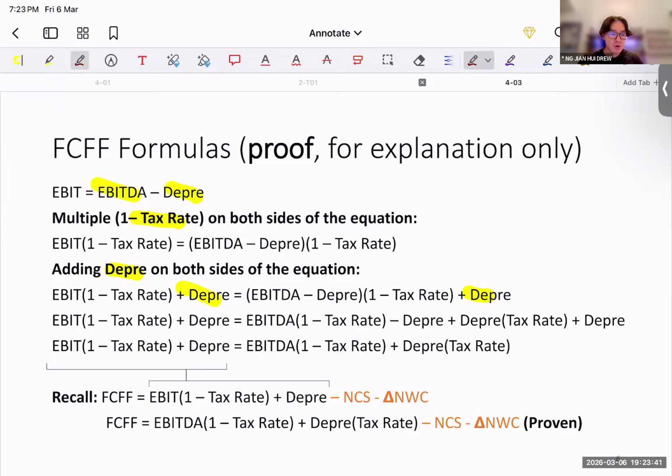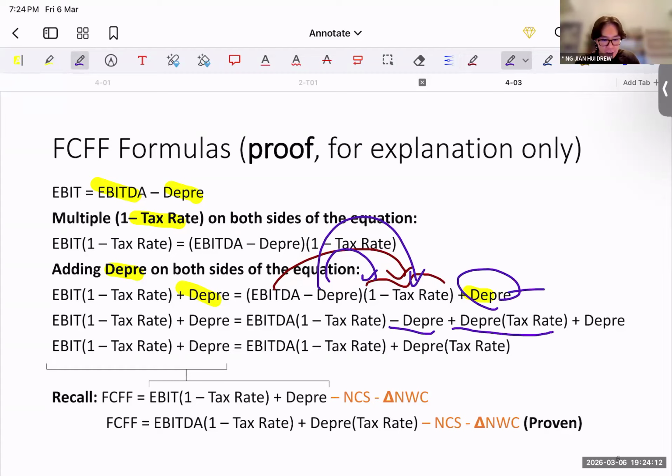Now, what we do is a bit of expansion. We multiply your EBITDA onto 1 minus tax rate, and we multiply the negative depreciation into 1 and negative depreciation into minus tax rate, which gives you this: minus depreciation plus depreciation times tax rate. And then this, you just bring it down here. Exactly the same.